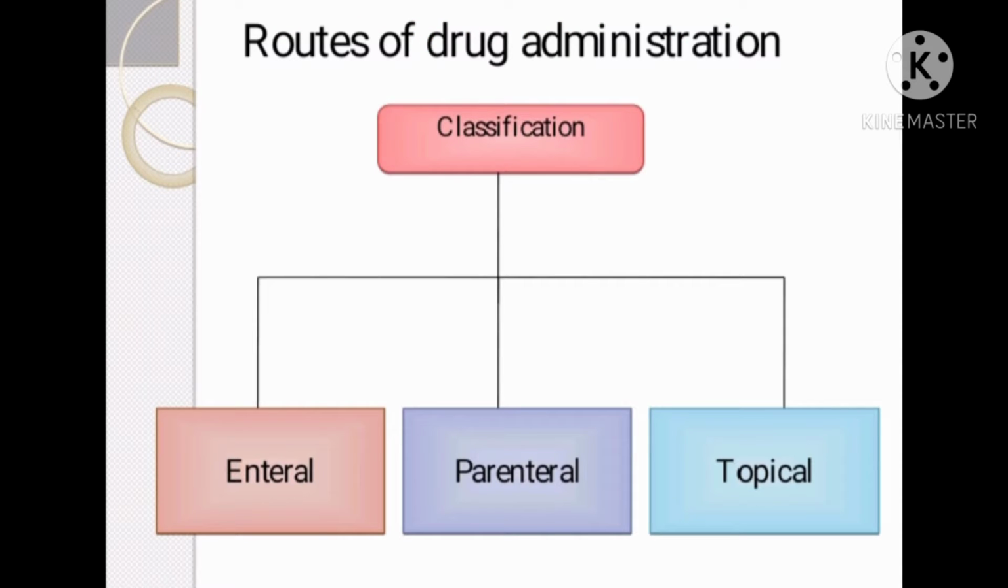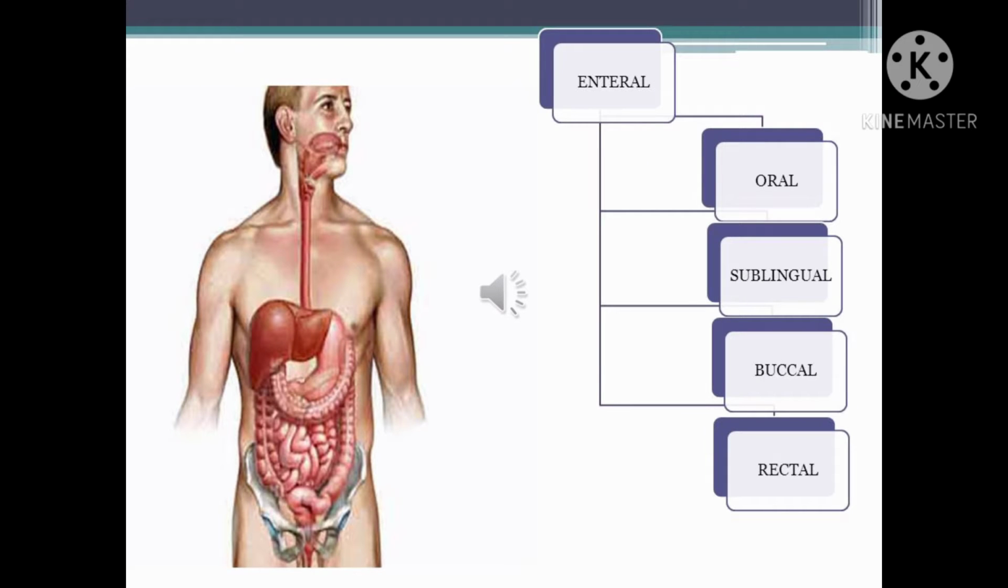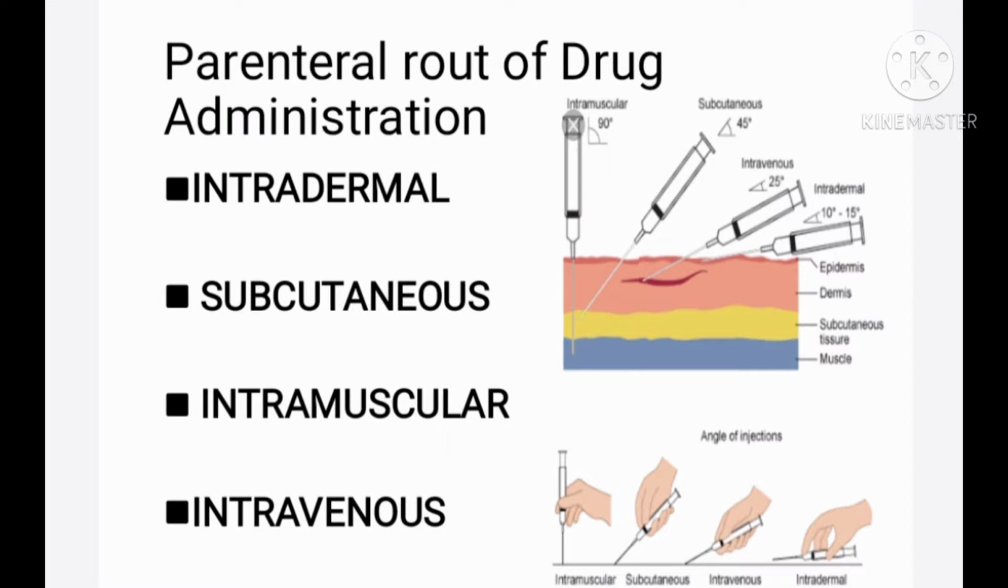Now we will see the different routes of drug administration. Mainly there are three classifications: enteral route, parenteral route and topical route. So firstly we will see the enteral route. In that there are mainly four classifications: oral, sublingual, buccal and rectal. And second, the parenteral route of drug administration. In that there are mainly four classifications: intradermal, subcutaneous, intramuscular and intravenous.